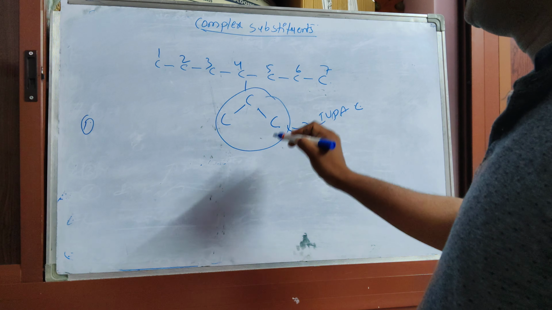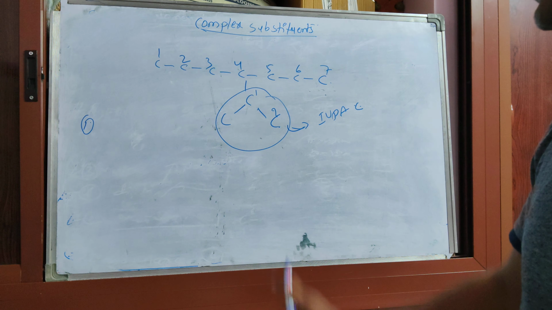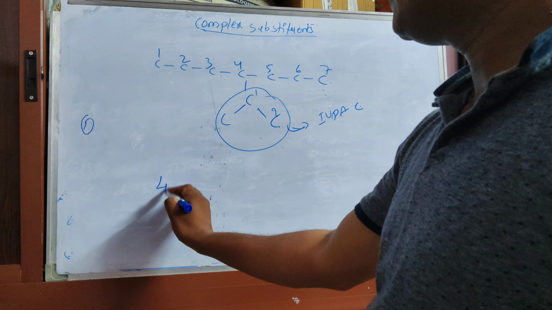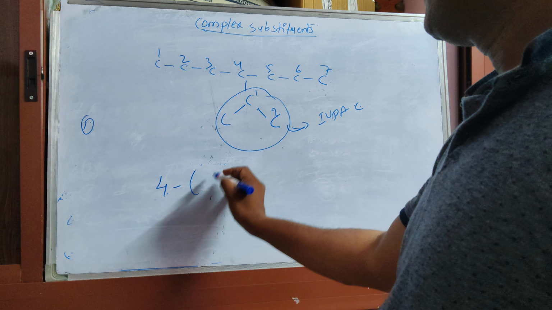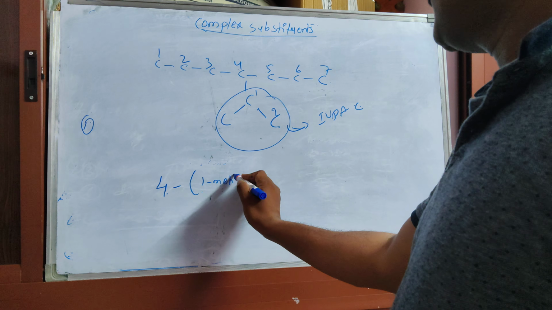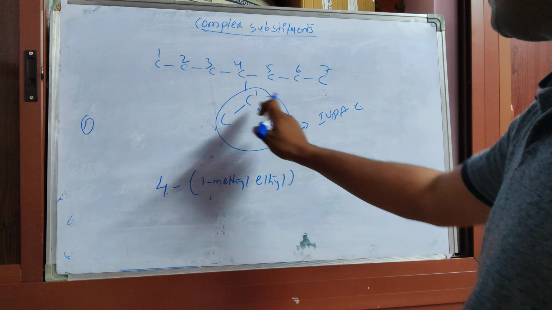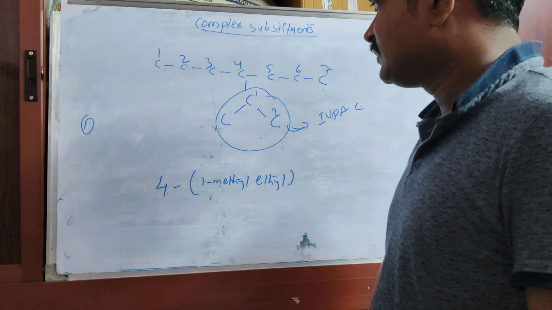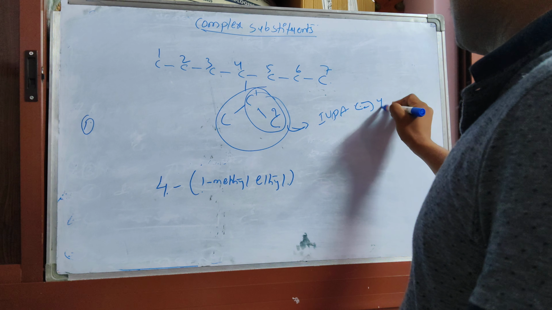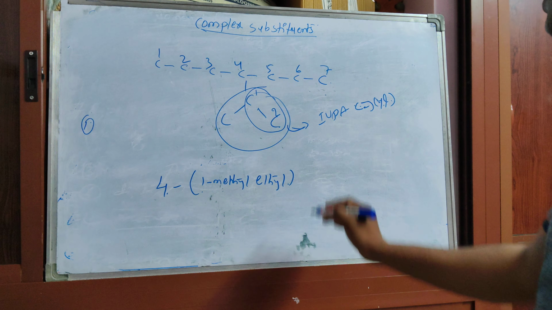How to get the numbering? 1, 2, like this. You write this in brackets. If you take 4 bracket, 1, this is methyl, ethyl. At position 1 there is a substituent, that is methyl. This is known as ethyl. This substituent's name ends with yl, then close the bracket.